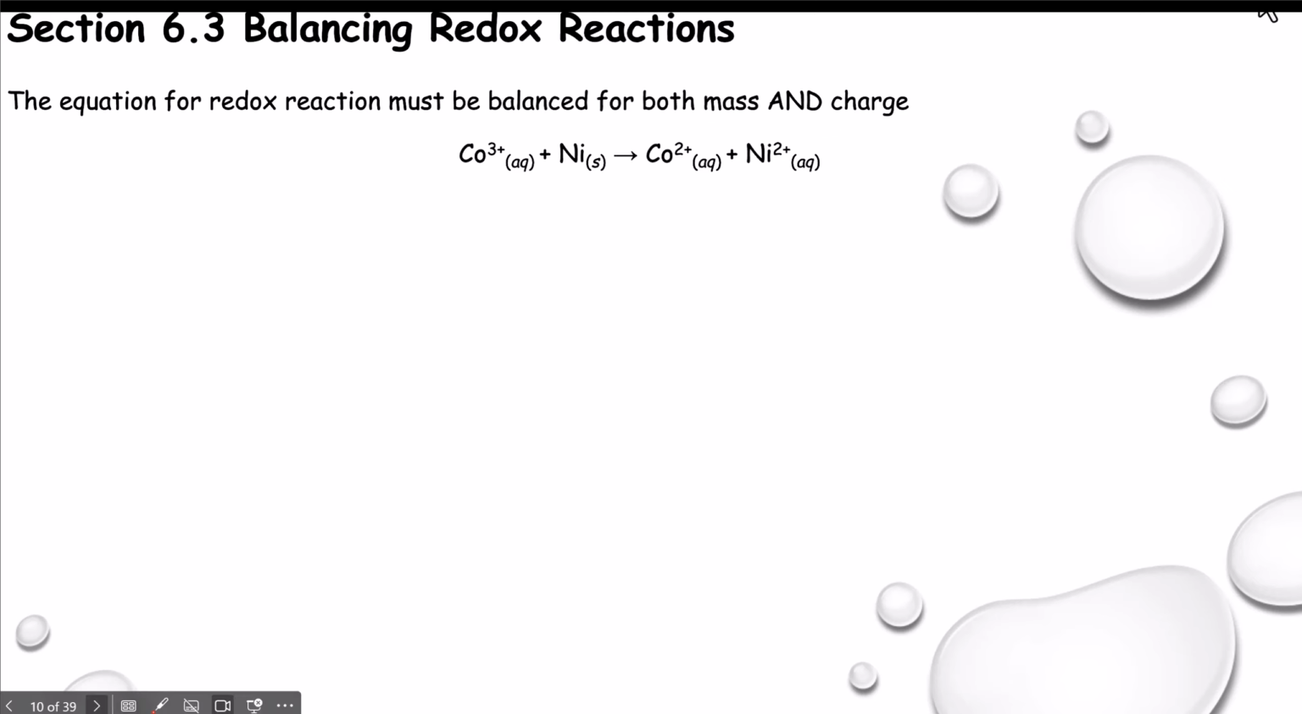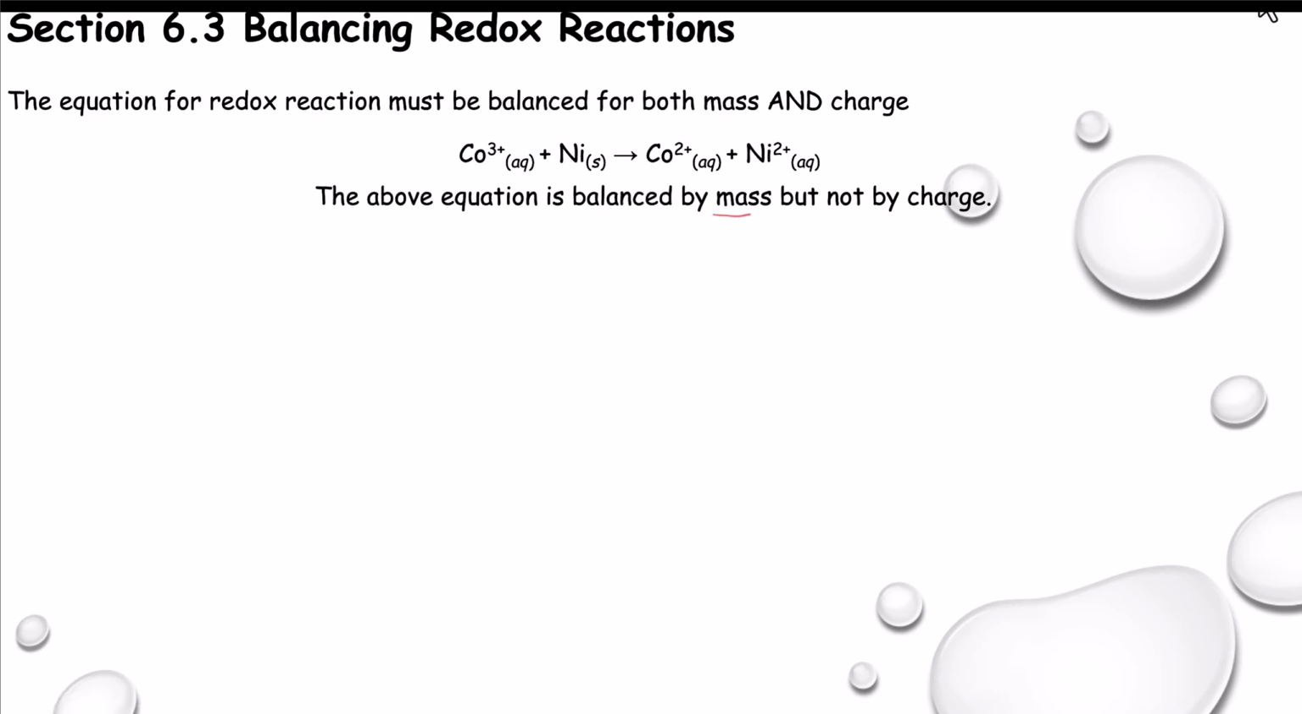And you might notice, maybe not, that it is balanced by mass, by mole to mole ratio, but not by charge. There's +3 here, there's +2 here, and there's nothing over here, and there's +2 here, and it's definitely not balanced by charge. So what do we do?